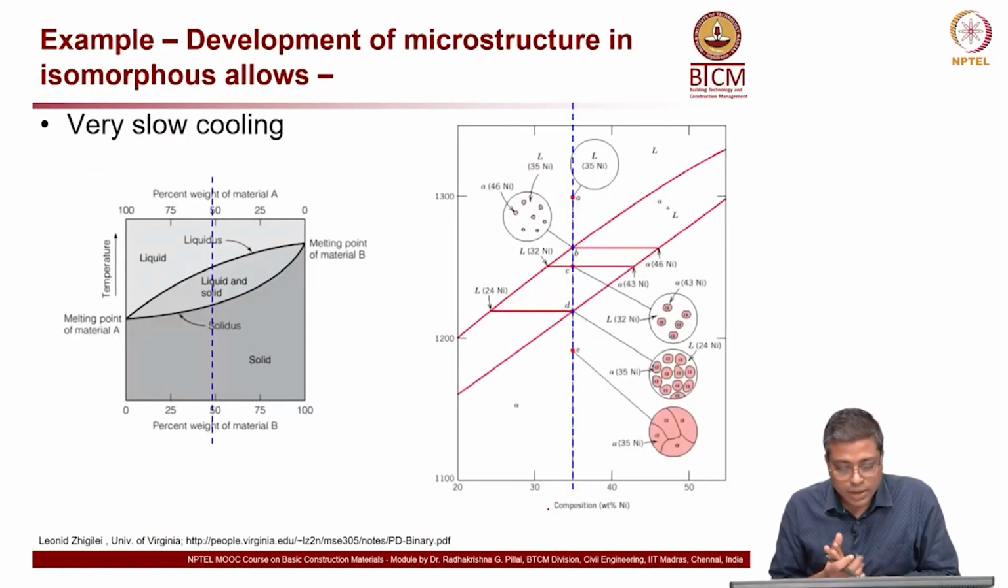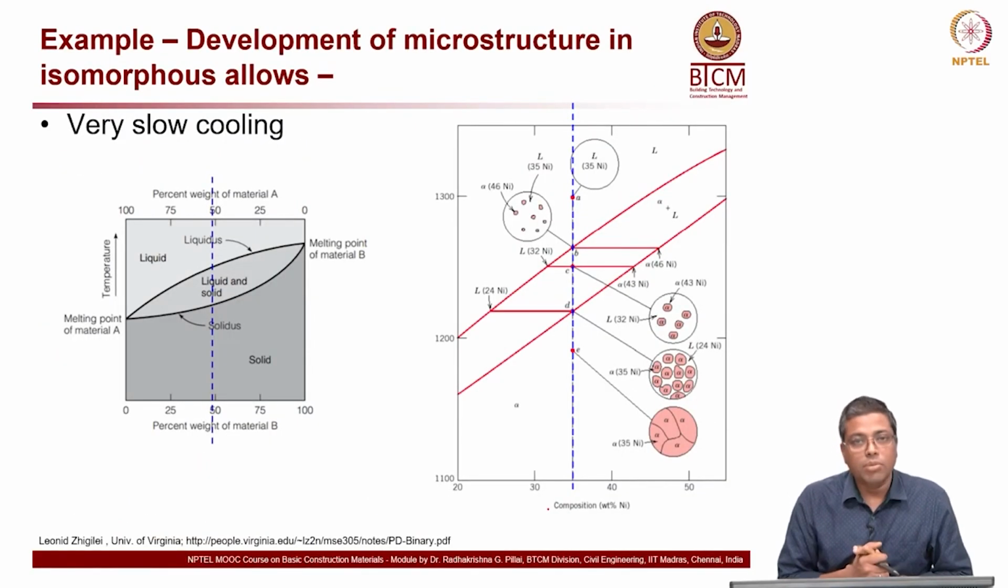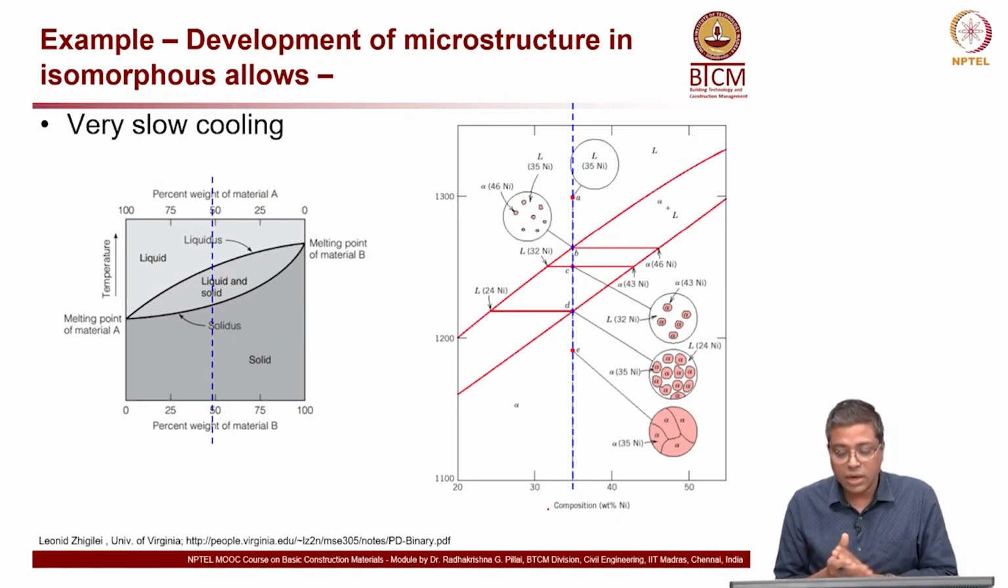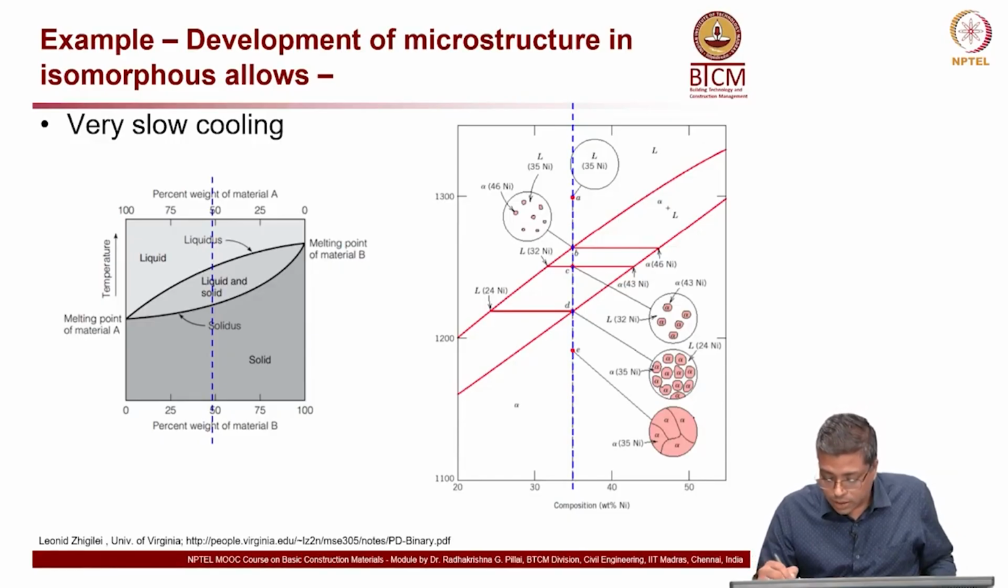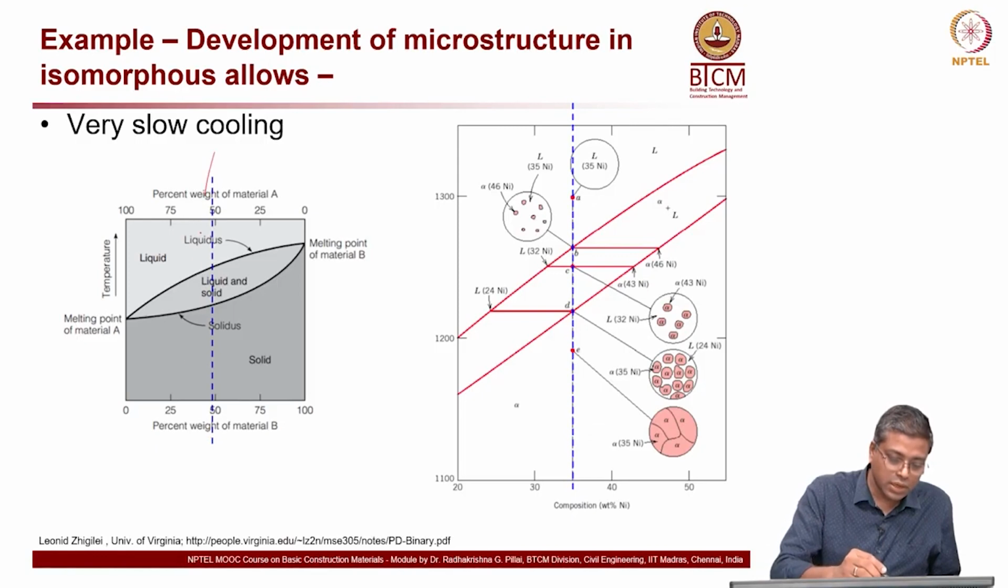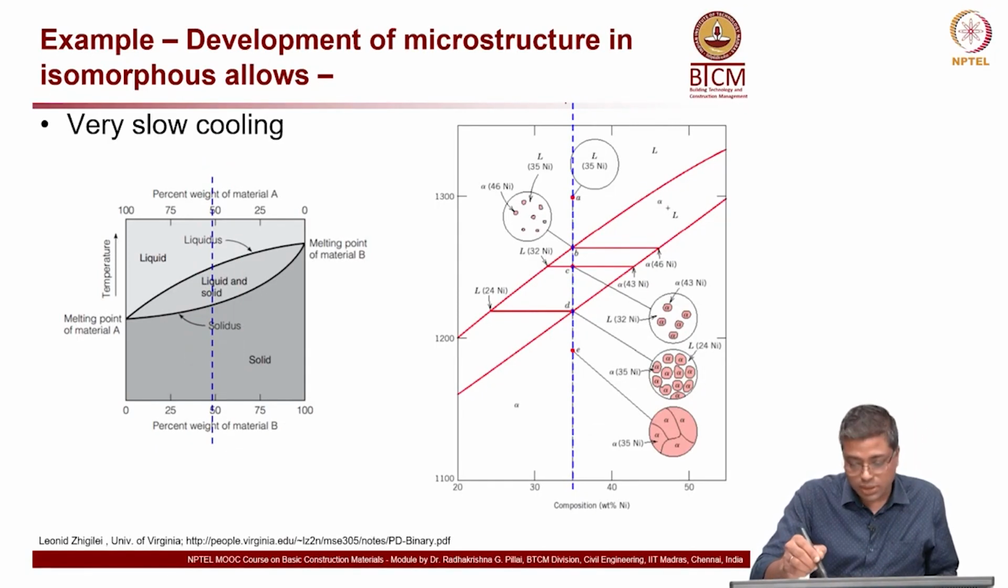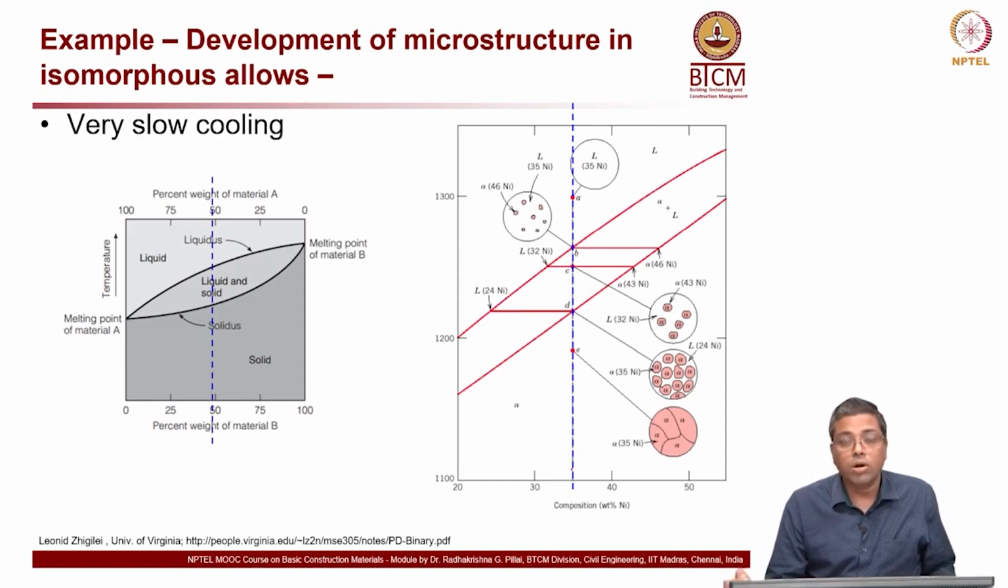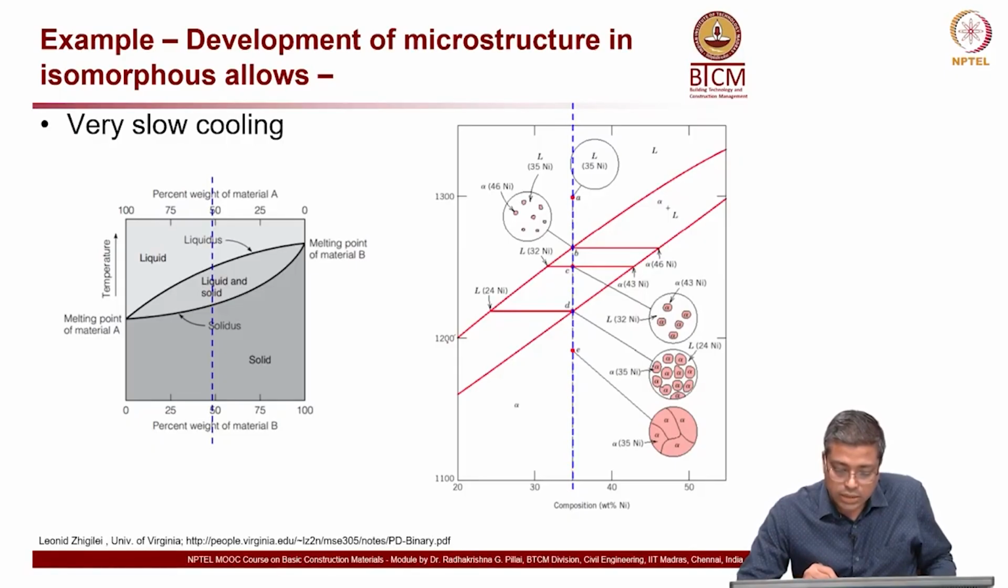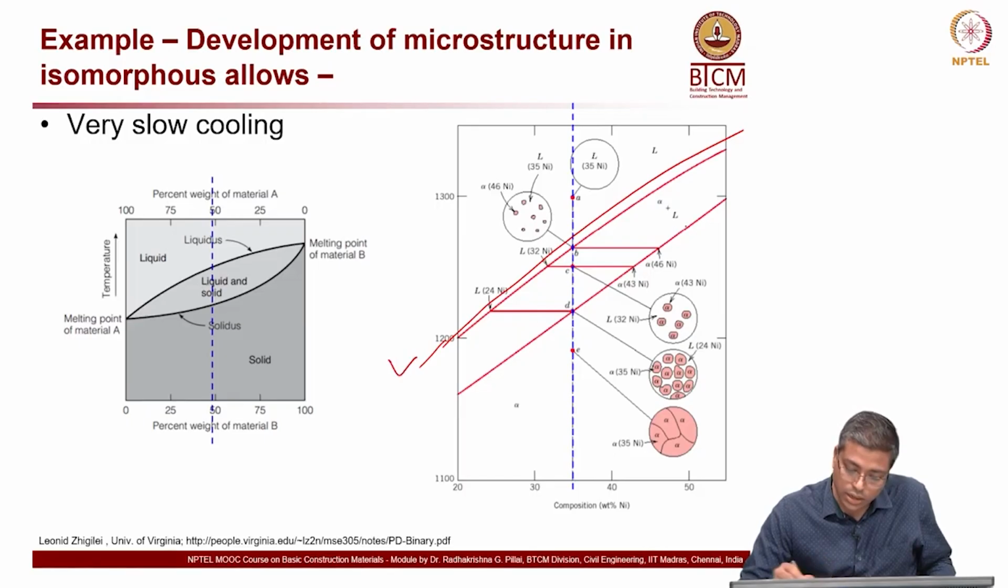Now, one real example. Until now we were talking about schematics. This is a real example from a textbook. You can see here the blue line, if you follow the one on the left side, and the same or a similar line I have drawn on this sketch. This is the liquidus line, and this is the solidus line.